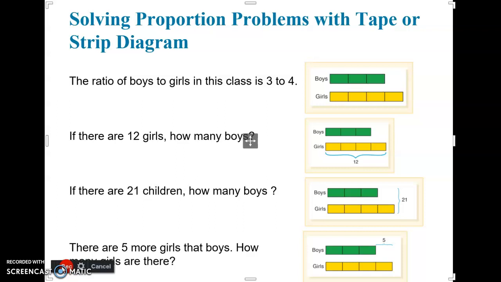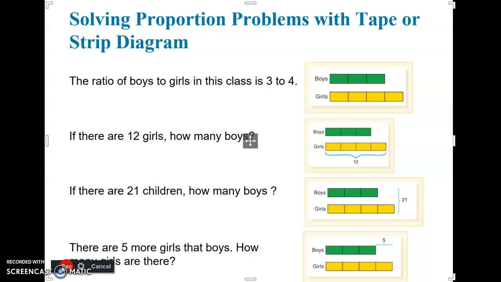So here you have the example. The ratio of boys to girls is 3 to 4. So 3 boys to 4 girls. Step 1, if there are 12 girls, how many boys? So if you have 12 in total, that's the girls. You have 12 girls, we need to figure out how many boys. In observing the girls' tape, students see that they need to divide 12 by 4, placing 3 in each portion. Therefore, there are 9 boys. So 3 plus 3 plus 3, or 3 times 3, is 9.